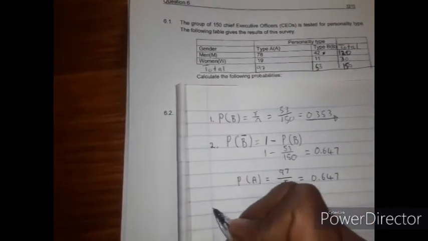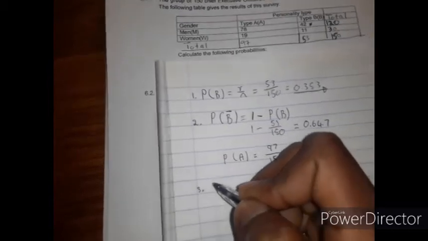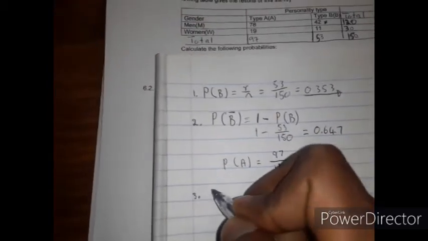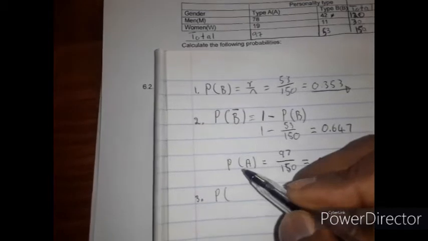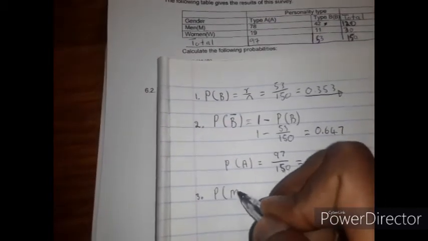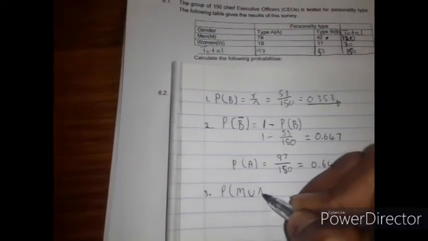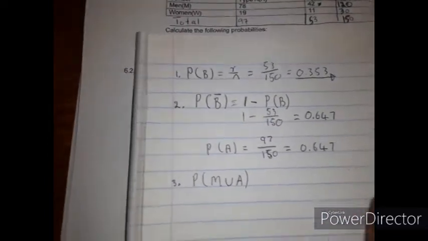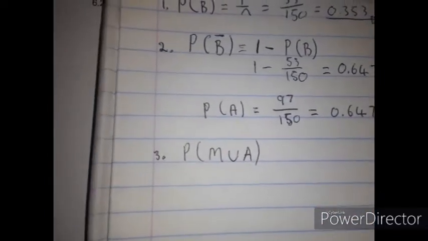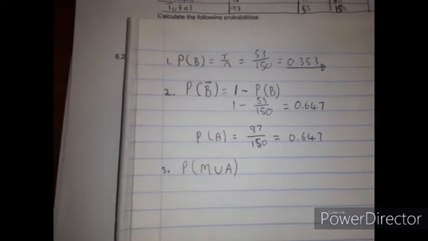Now, let us go to the next question. Suppose the question says the probability of man or type A. The probability of man or type A.